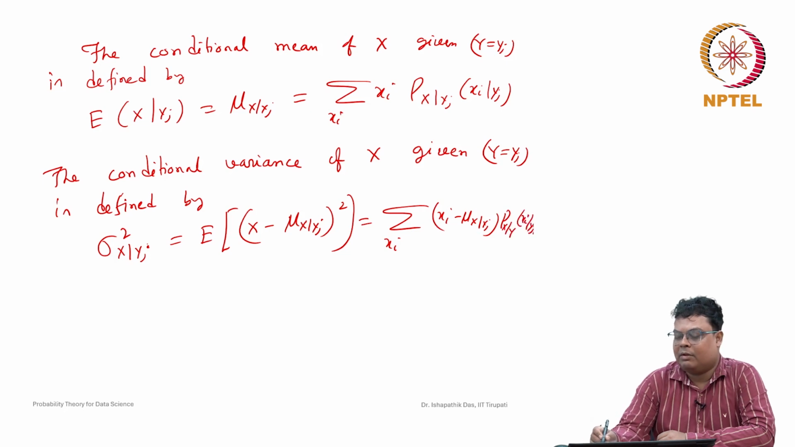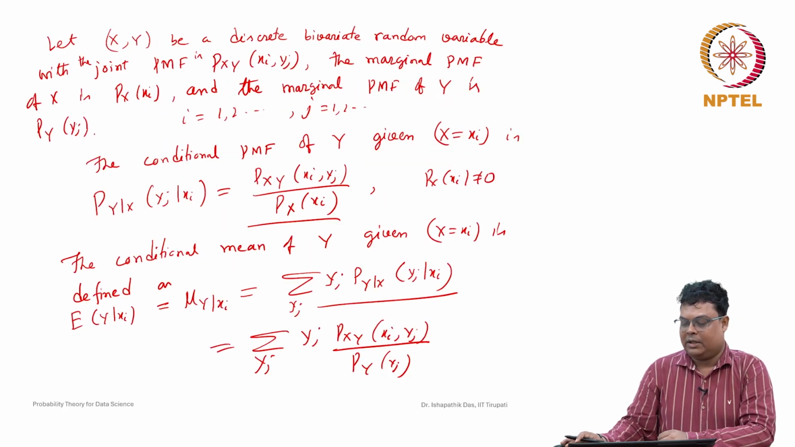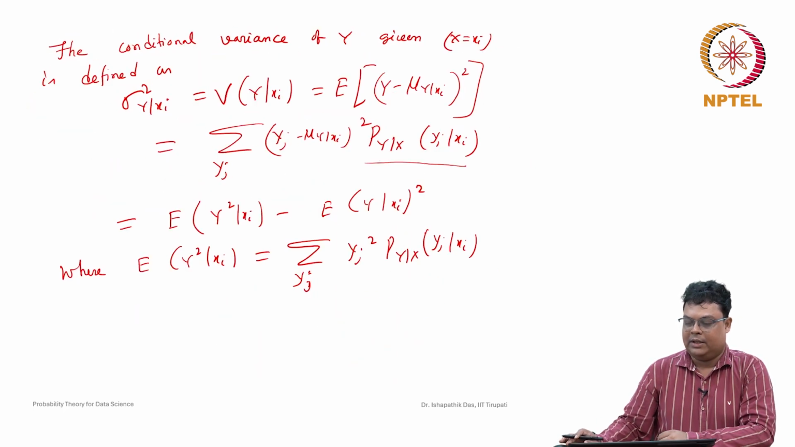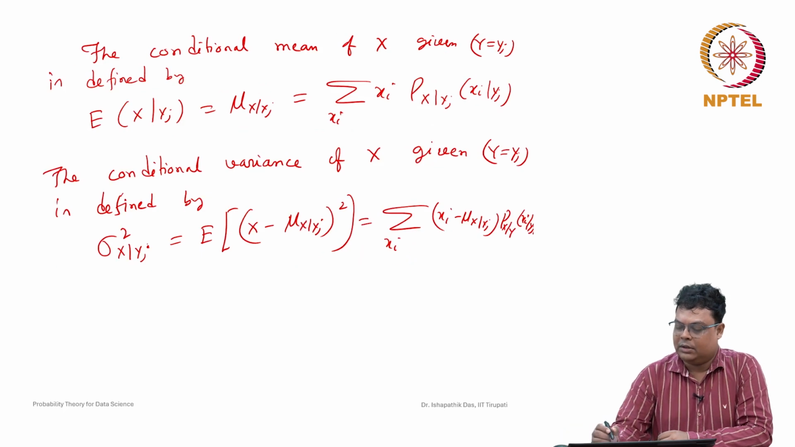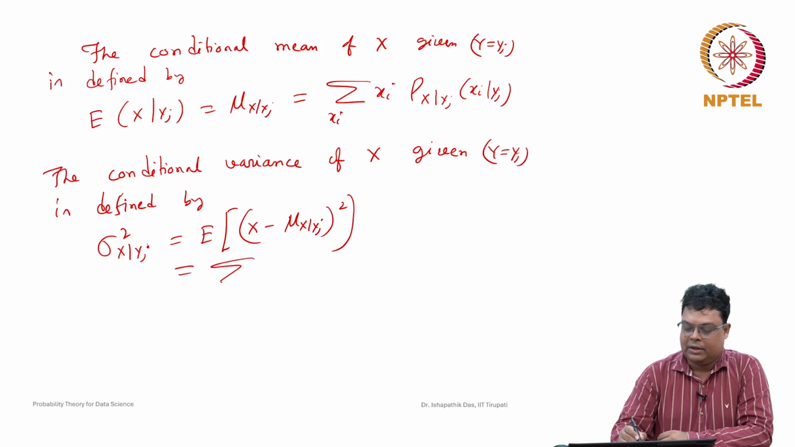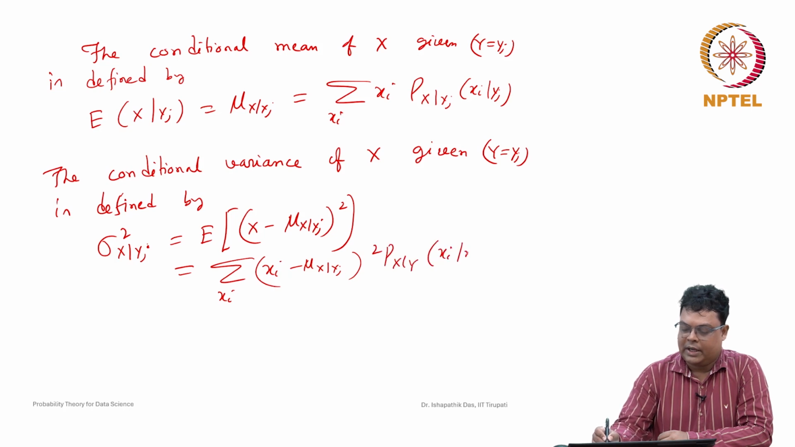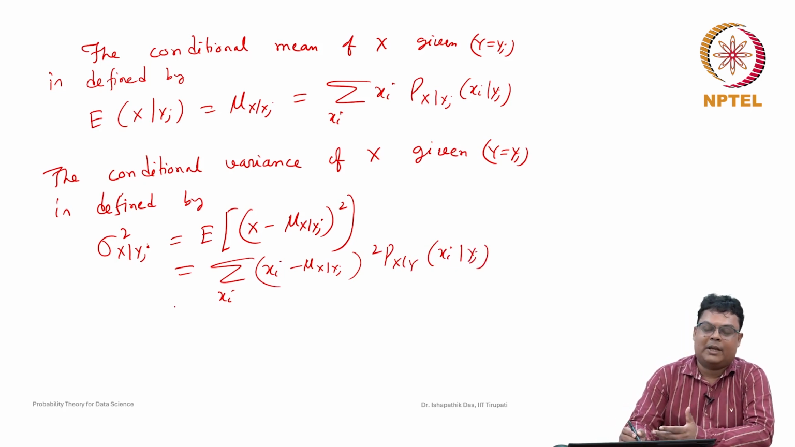So just I have written here, you can check, it is very similar to this expression. Just here I have written this expression, or we can again write this, because due to space I have to compromise. So this is equal to the summation over all possible values of xi, xi minus mu of x given yj, whole square, multiplied by the conditional probability mass function x given y, xi given yj. So note that this yj is fixed here. Similarly in the previous cases xi was fixed. So here, given yj, that's why yj is fixed, some possible value in the range.